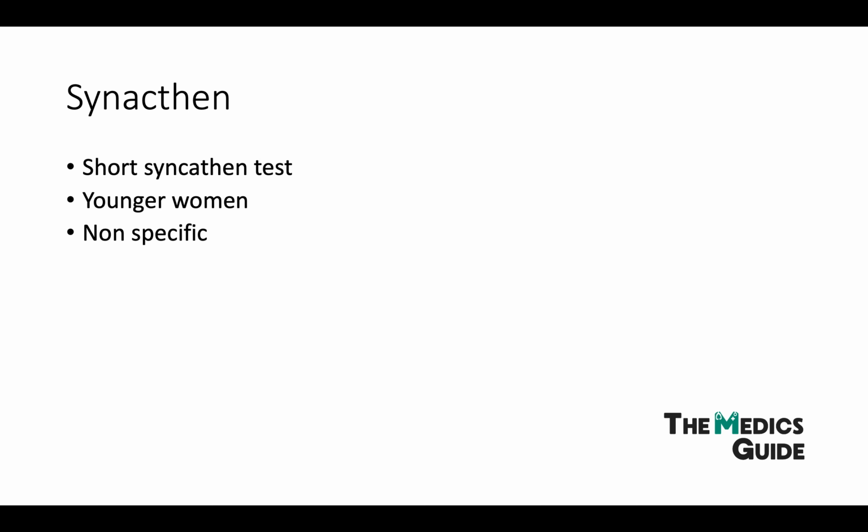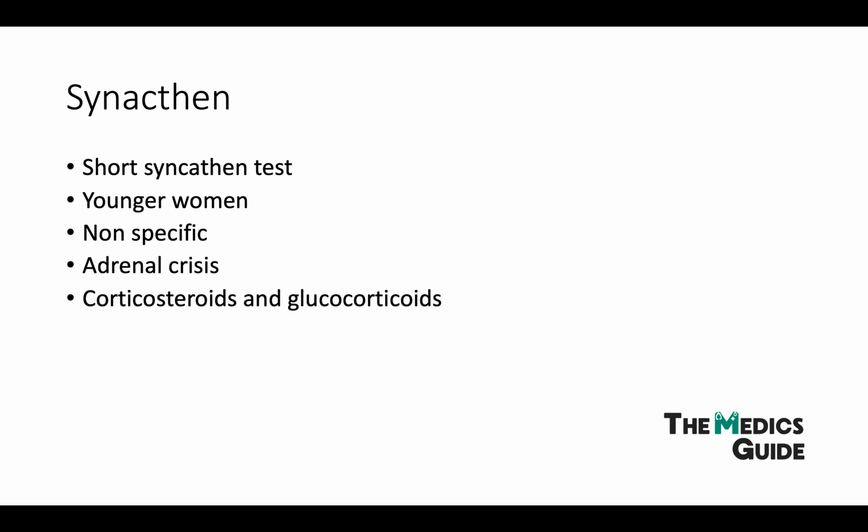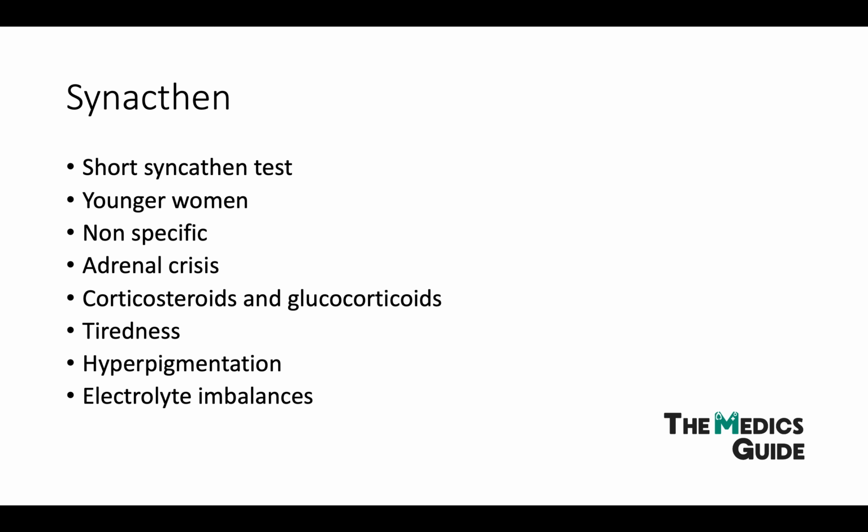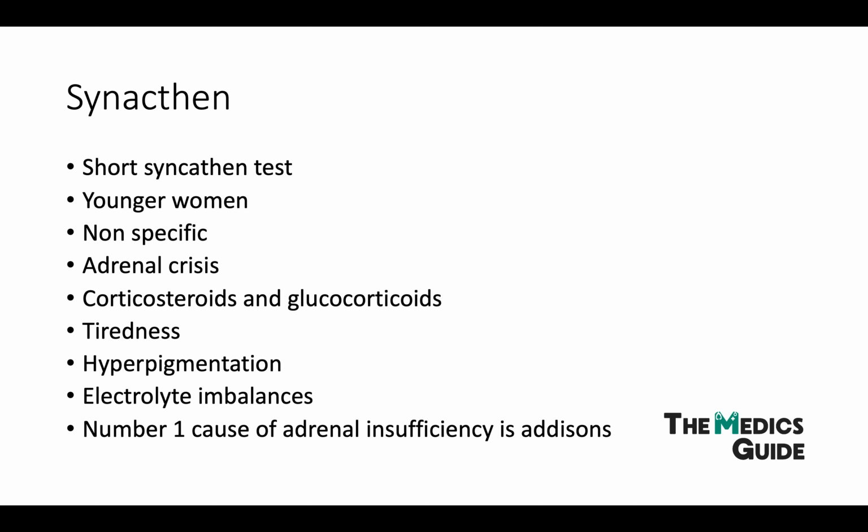So to help you remember this all, I've come up with a mnemonic, and it's called SYNACTHEN. Super easy. Just nail this and you've got the whole condition sorted. S for short synacthen test. Younger women, non-specific symptoms, adrenal crisis, corticosteroids and glucocorticoids are the treatment. Tiredness, hyperpigmentation, electrolyte imbalances, and it's the number one cause of adrenal insufficiency. So remember that and you've got the whole condition nailed.